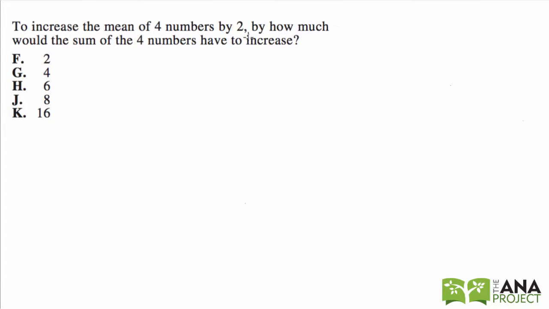To increase the mean of four numbers by 2, by how much would the sum of the four numbers have to increase? So this may seem confusing at first, but if we just pick numbers, it becomes a lot easier. So first of all, it says mean. Mean means average. So whenever you see a mean or average question, it's a good idea to just put the average formula. To find the average, we take the sum and we divide it by the number of terms.